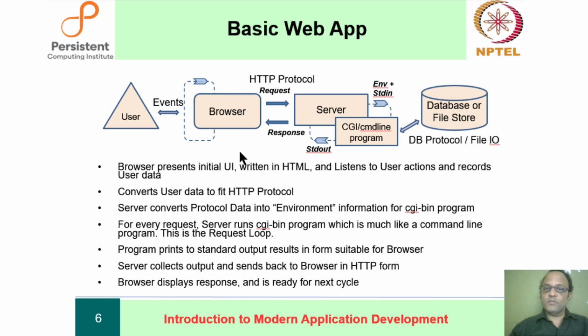It is written in HTML, and such things as filling in text and buttons are the primary means of user interaction. Then the browser converts the user requests into HTTP protocol requests and will eventually get a response back from the server. Meanwhile, the server gets the data from the browser, gives it to the CGI or the command line program in the form of environment variables and standard input, and returns output as standard out. And finally, it may or may not use a database or a file store.